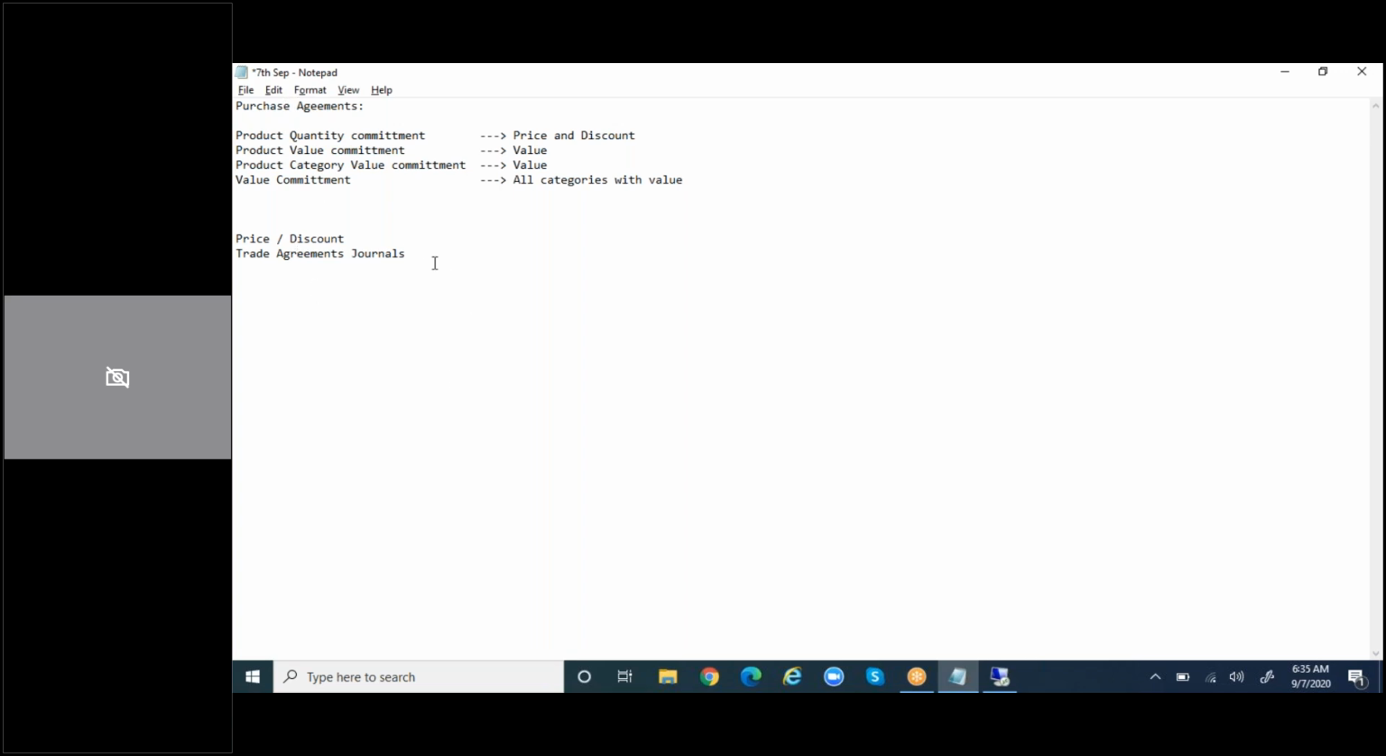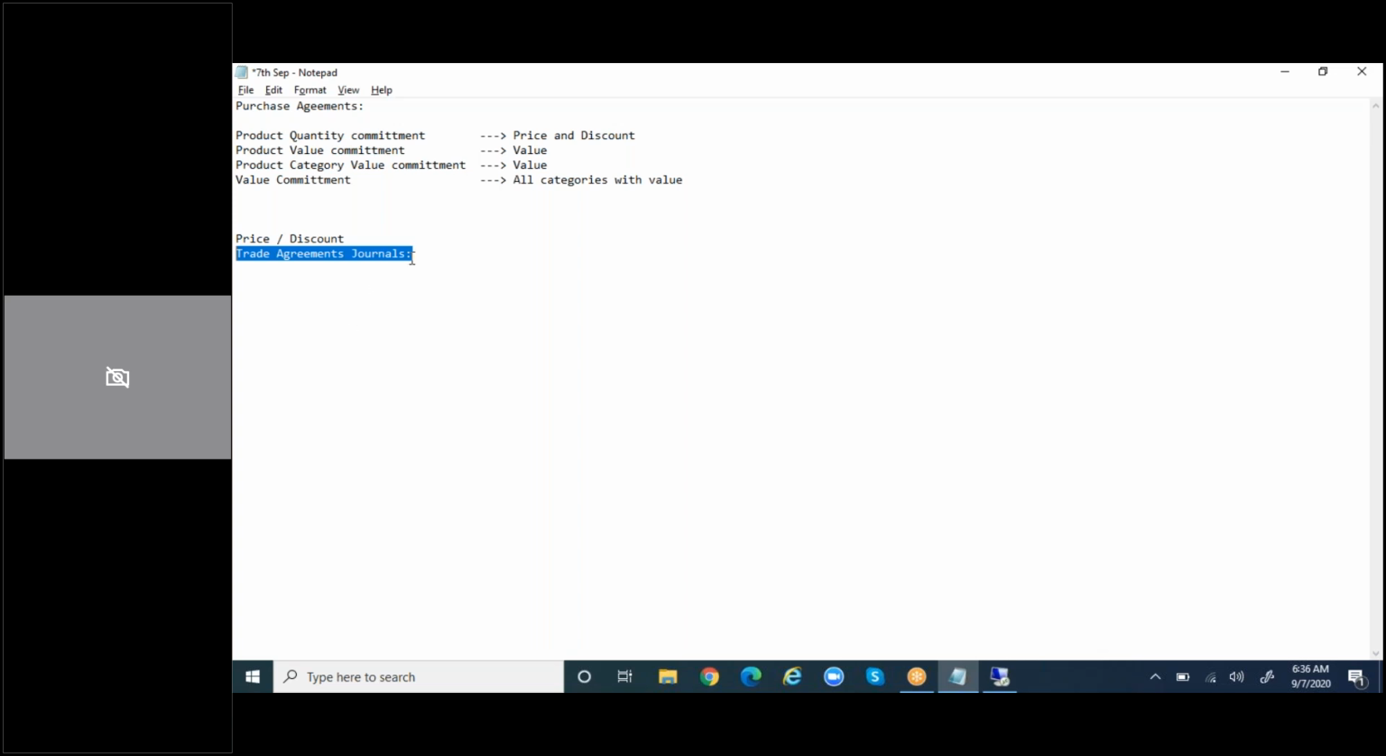In this, there is no commitment. You are informing your vendors or your customers, this is the price card, and if you want, you can give the discount also. It's only a price card. Here, there is no commitment between you and your vendor. At the same time, there is no commitment between you and your customer. You are just giving an offer.